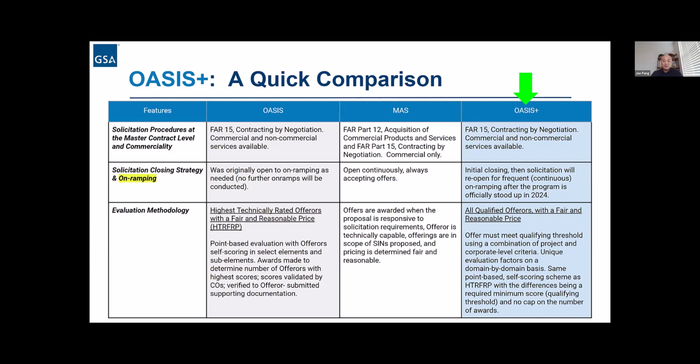there's nothing like that. As long as the proposals are considered responsive to the solicitation requirements and the offeror is technically capable, their prices are determined fair and reasonable, and they're not barred from doing government work, then they could get a spot on the schedule contract. With OASIS Plus, we used a similar self-scoring methodology to OASIS. However, we didn't set a target number of spots. Basically, we wanted to get very highly qualified industry partners to be part of this program. So we set the bar quite high in this aspect, meaning that they have to show relevant experience and depth of relevant experience to demonstrate the ability to handle more complex requirements that may be required in OASIS Plus.